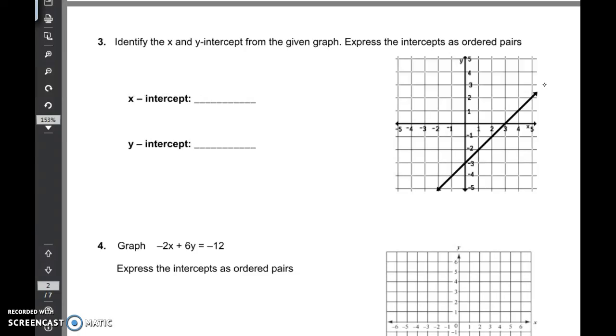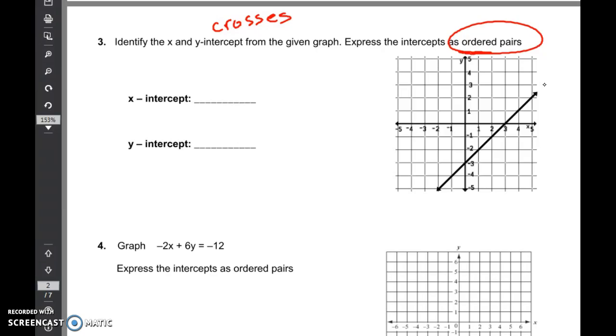All right, number 3, this says identify the x and y intercepts from the given graph. Express the intercepts as ordered pairs. Some of us struggled with getting these as ordered pairs. So the intercept means crosses. So we want to know where it crosses the x-axis and crosses the y-axis.